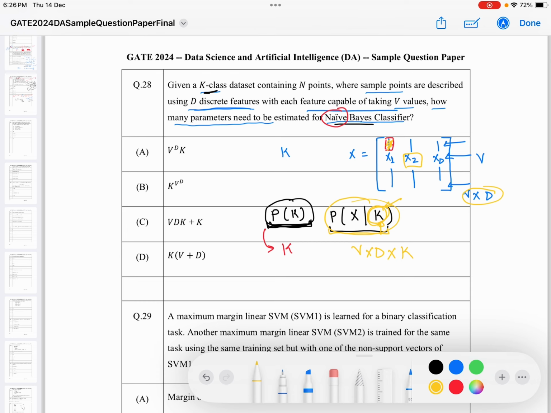So the total number of parameters will be k plus vdk. This is the total number of parameters we need to know. If we know these parameters, then during the test time we can make use of them and classify the given test example, right? So the correct answer for this question 28 is option C.